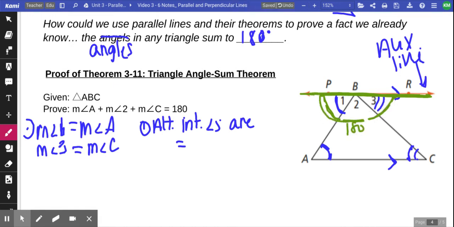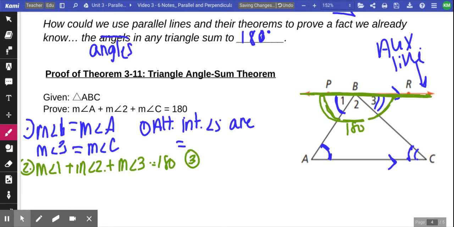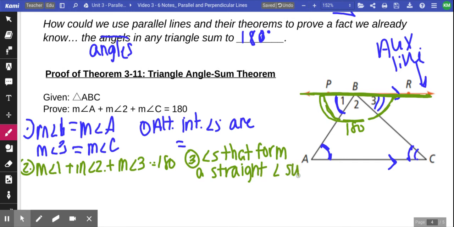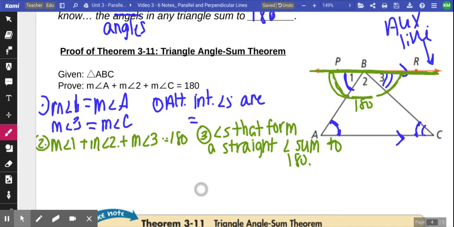Well, there are 3 angles, 1, 2, and 3. So the next thing that I know is the measure of angle 1 plus the measure of angle 2 plus the measure of angle 3 equals 180. And I know that because angles that form a straight angle sum to 180. All right, well, all good, but I still don't have that A, 2, and C add to 180.